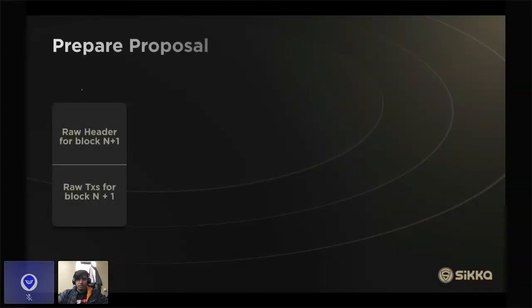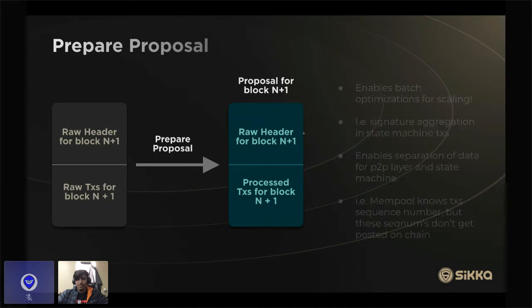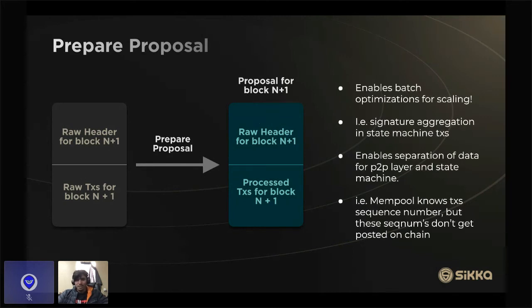So the way this works is the proposer gathers its proposal for the next block. A proposal is just a header for a block and the transactions for the block. It's going to go to the application and say, okay, prepare my proposal for me, prepare it for broadcast. And then you have a proposal for block n+1, which is going to be a processed header and processed transactions. This application processing step is what gives you batch optimizations. You could have the application take these raw transactions, parse signatures, and do some aggregation technique on them to give you the processed transactions.